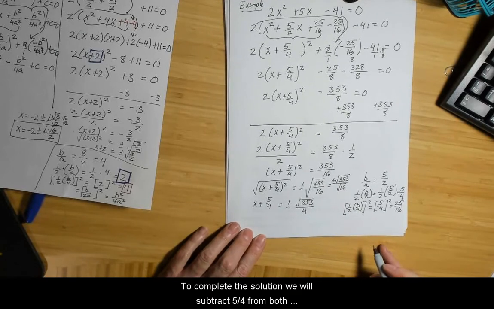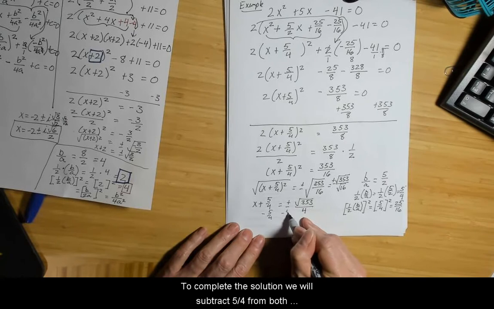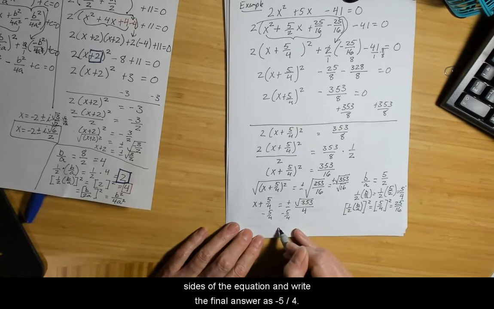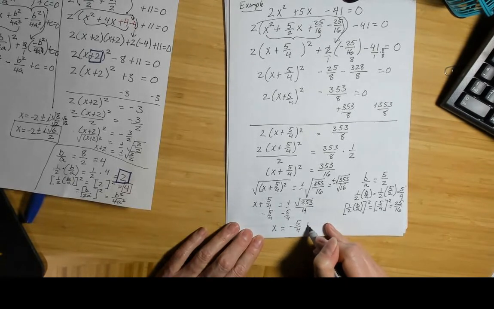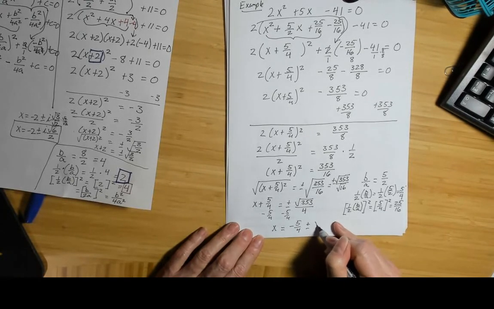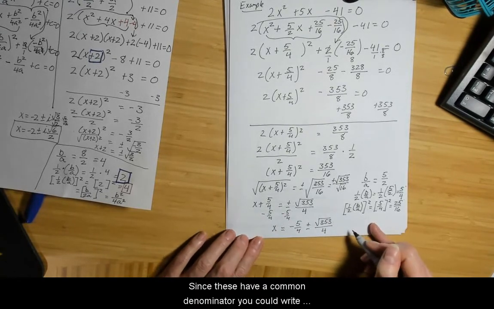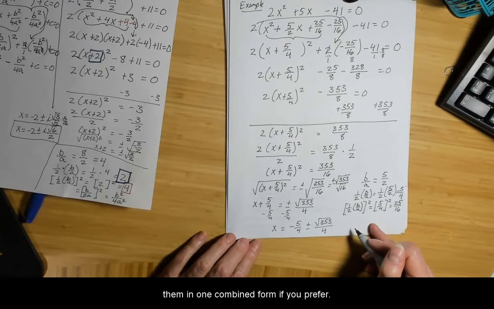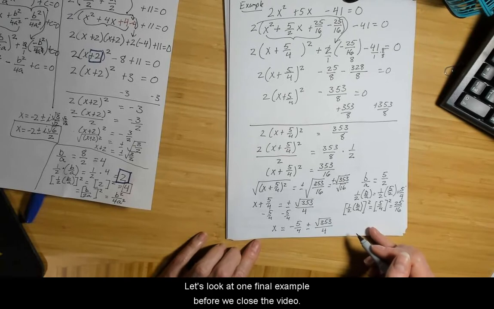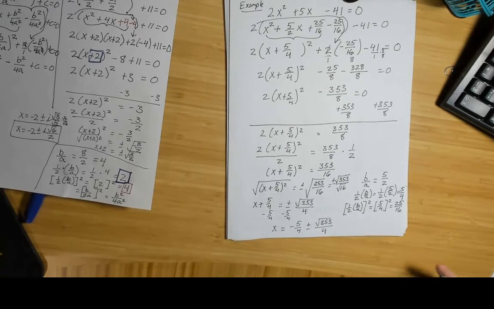To complete the solution, we will subtract the 5 over 4 from both sides of the equation and write the final answer as negative 5 over 4 plus or minus the square root of 353 divided by 4. Since these have a common denominator, you could write them in one combined form if you prefer. Let's look at one final example before we close the video.